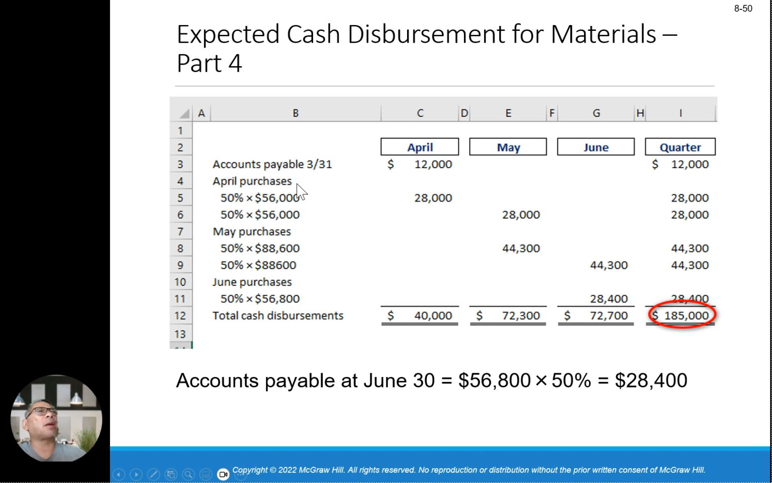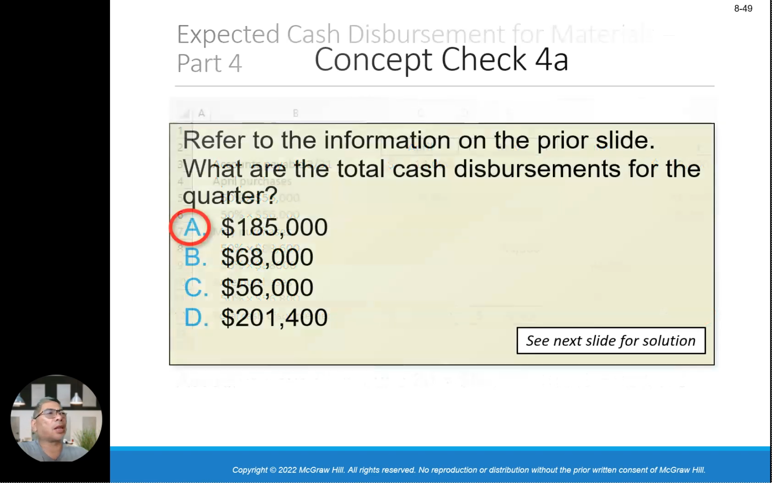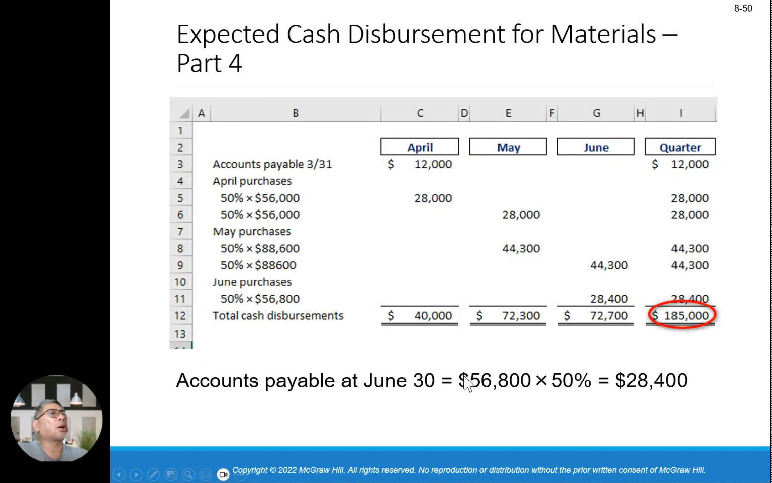You got the first April here, 50%, you got that first April, right? And then the May purchase, you got this first March up to June, and then your June purchase, you add all of them for the quarter, you got 185,000. So that's where the answer is for that particular question, A. Okay, then look at the next one. Accounts payable will be 56,800 times 50%, which is 28,400.